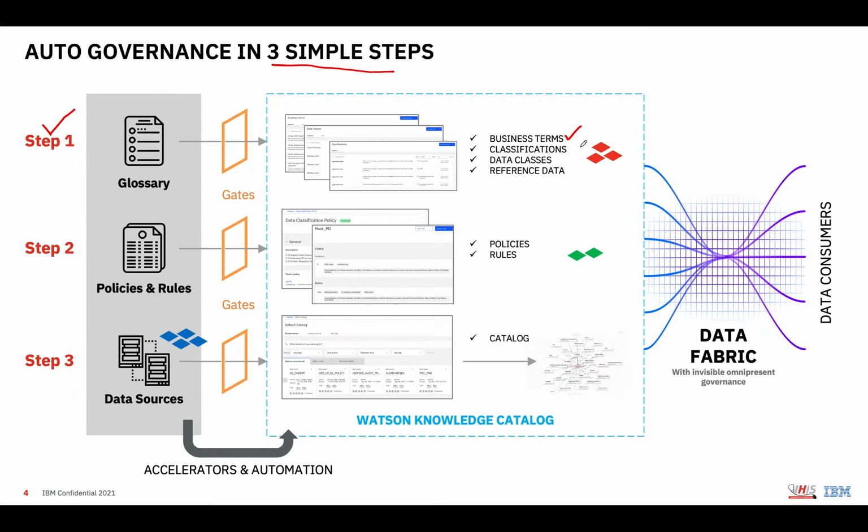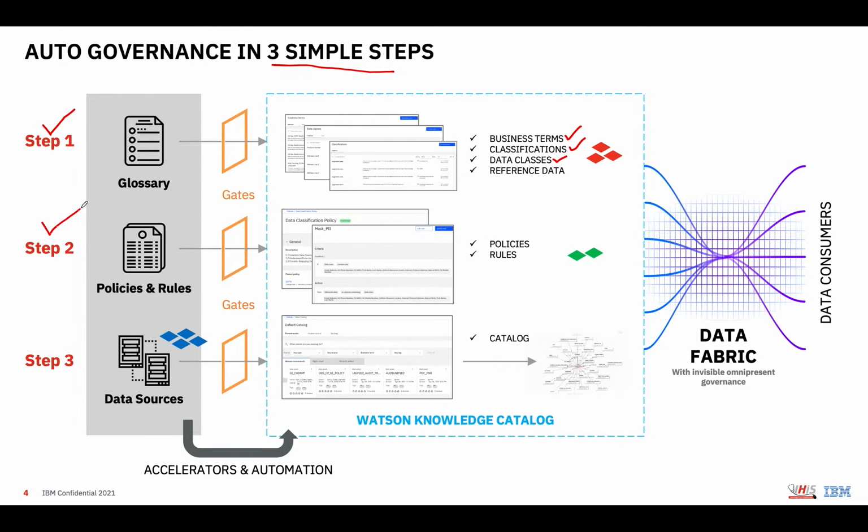For example, a patient business term would be defined in the healthcare glossary. Similarly, there are other items that are of interest. For example, classification, whether the data is confidential, whether the data is sensitive, or whether the data is private, and so on. Then the data classes basically define the structure of the data, how the data or the format looks like. That's what the data classes define. And reference data is the master data. So that's the first step.